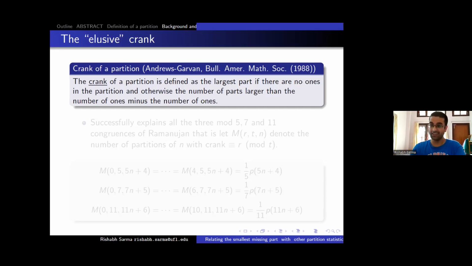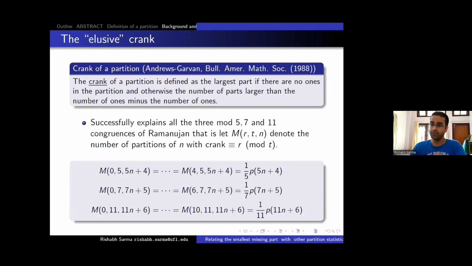Complicated as this definition looks, and I have indeed seen the proof, the generating functions and the proofs are indeed difficult, but they do give a very successful explanation of not only the mod 11 congruence of Ramanujan, but all 3 congruences postulated by Ramanujan simultaneously. That is to say, the crank statistic M divides the partitions of 5n plus 4 into 5 equal classes, equinumerous sets. Similarly, the partitions of 7n plus 5 into 7 equal classes and 11n plus 6 into 11 equal classes. Hence, this gives a very nice explanation of why the 3 Ramanujan congruences hold.